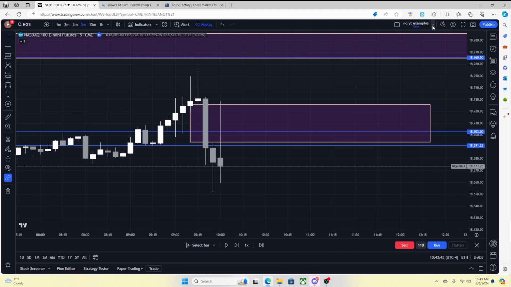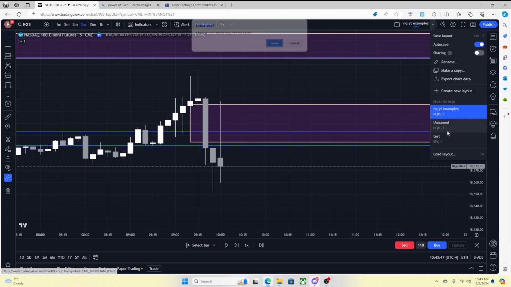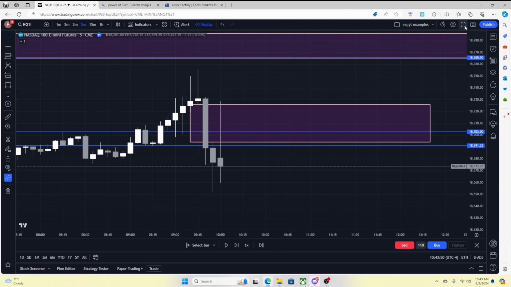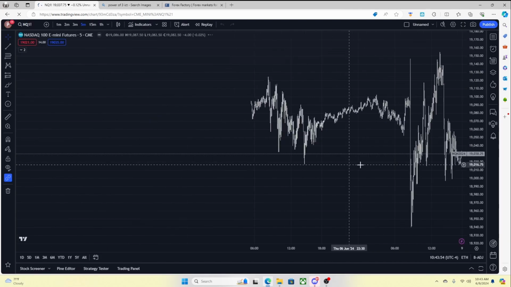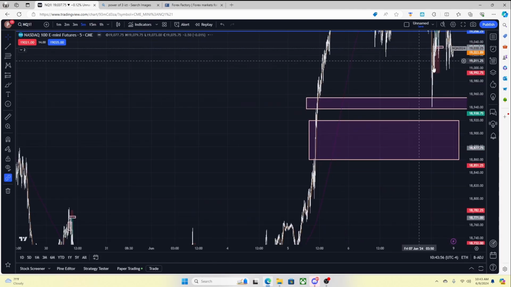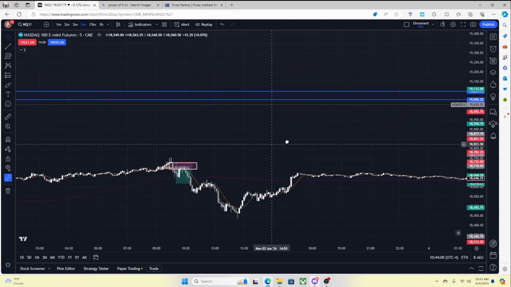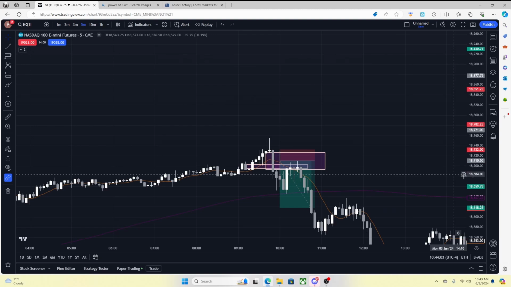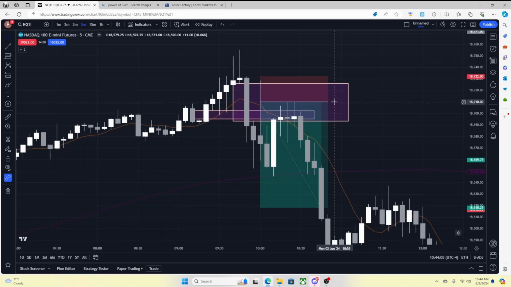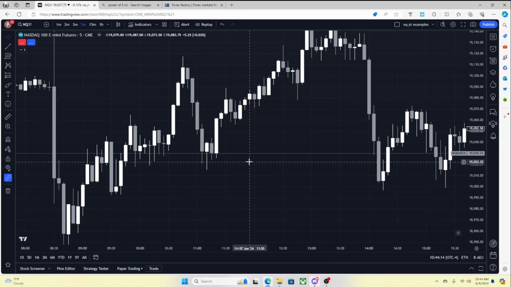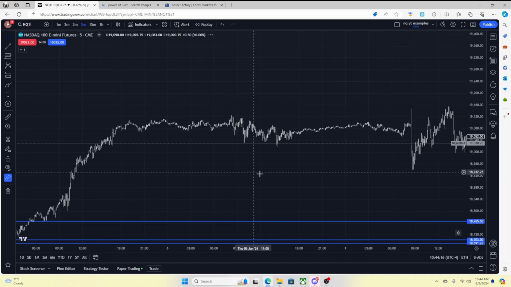And I forget exactly what I entered on. One second, let me save this real quick. This is a practice chart. I have my real one here. This is what I actually trade on. So I entered right at 18,710. So if we go back here now, take us out of replay.